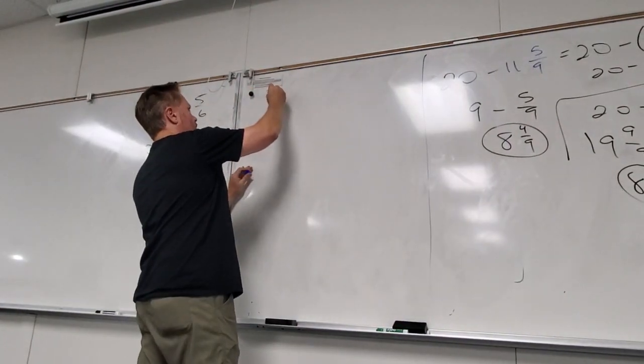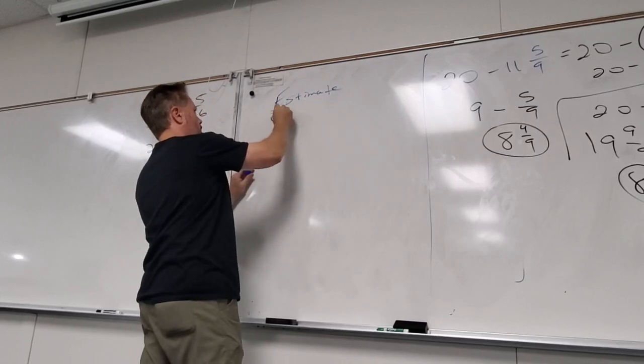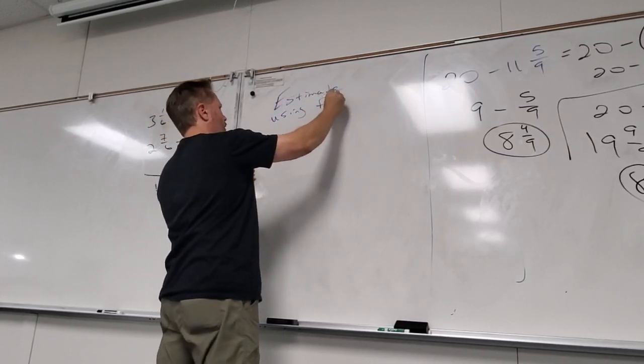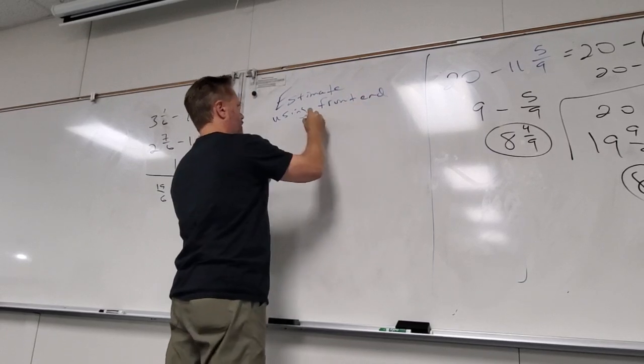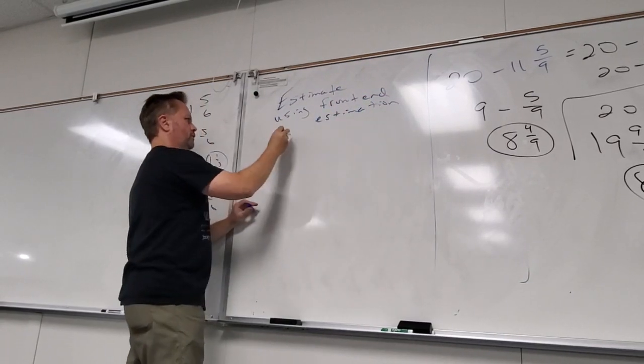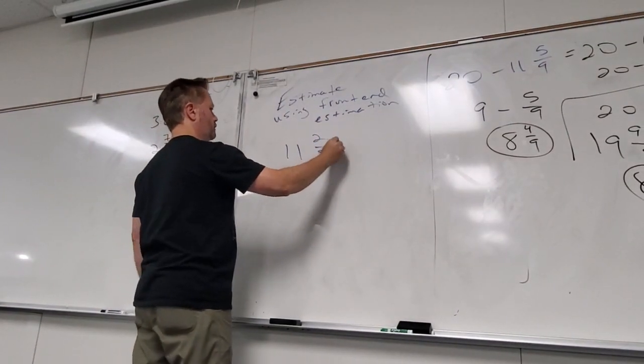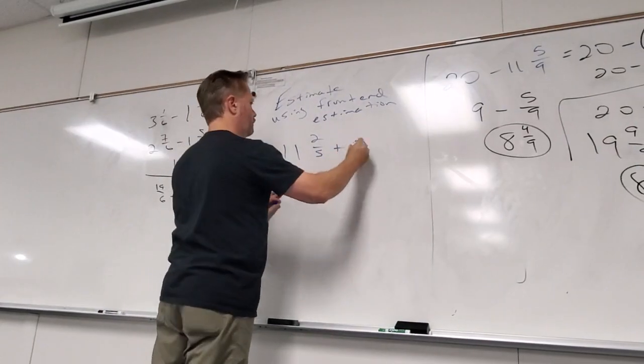So let me ask you this. Estimate using front end estimation. Could have said that more concisely, but too bad. 11 2/5 plus 7 4/7.